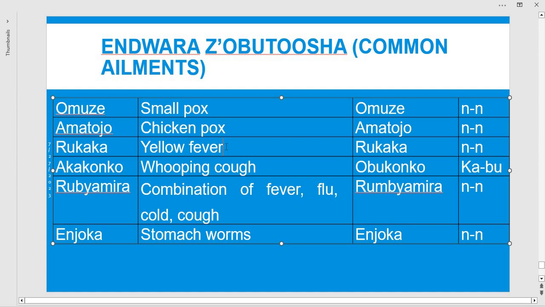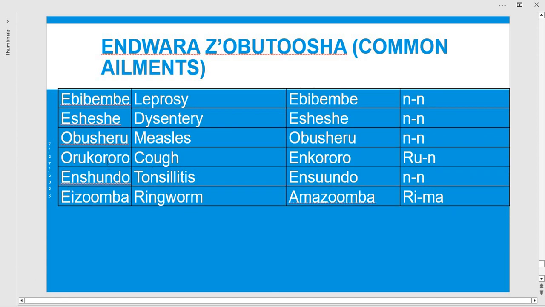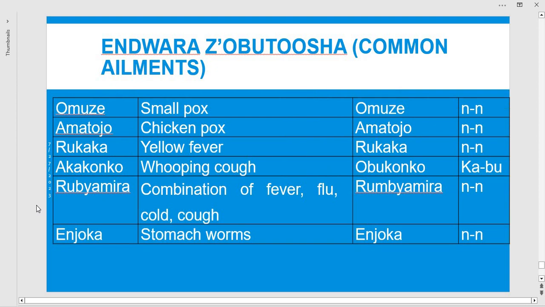Akakonko, that is whooping cough. Whooping cough is when you have repeated coughing. That's called akakonko, or orukoro, or wakakonko. That is whooping cough. It is mainly treatable because some children always have it. You find them coughing for like 2 or 3 minutes, but it is rare.